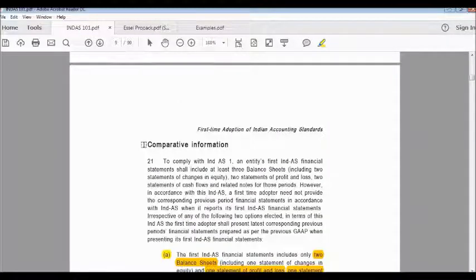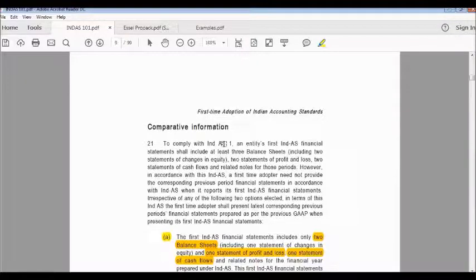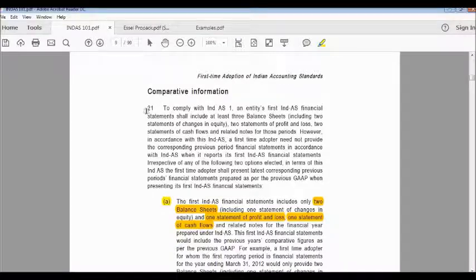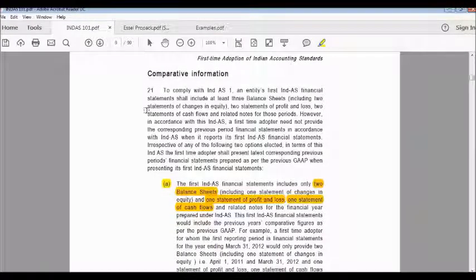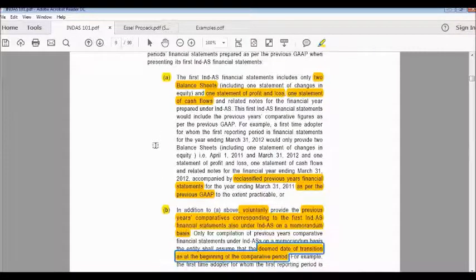Alright guys, so this is the second most important segment, which is the comparative information. When you are applying Ind AS 101 first-time adoption, comparative information is also very important, like how many balance sheets you have to prepare, and the date of applying the Ind AS is very much known to you from the previous clip. So this is about the comparative statement or comparative income information. Paragraph number 21 is very important for the comparative purpose. Paragraph 21 has two options, clause A and clause B.